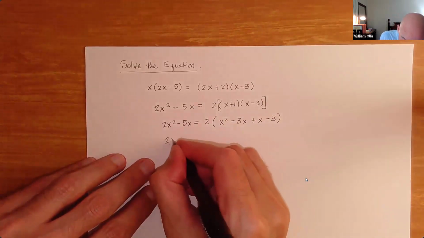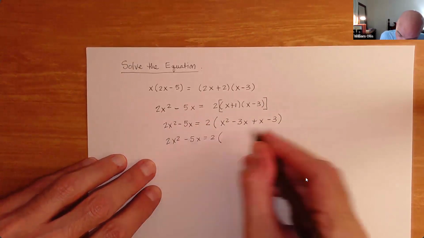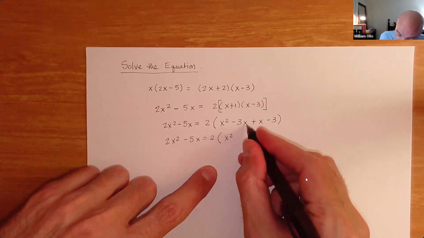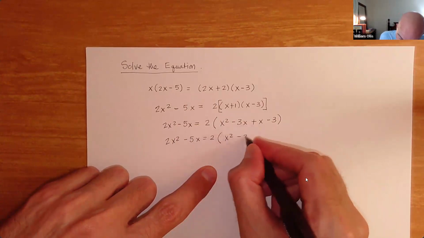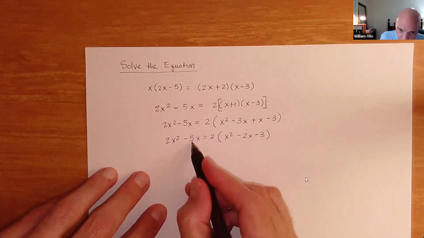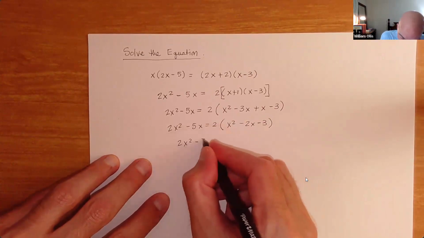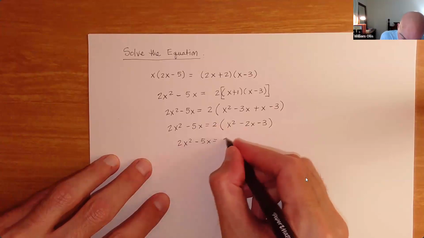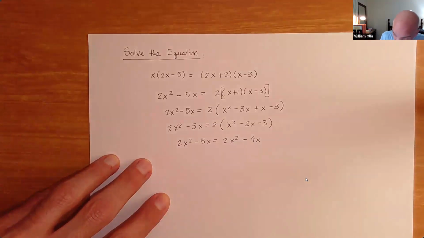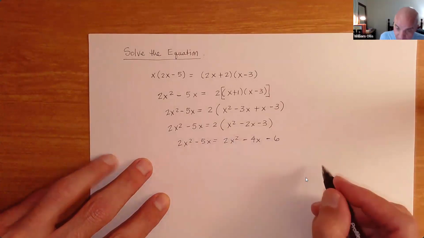So we've got 2x squared minus 5x equals 2, and then we can combine terms inside. We have an x squared, and then, of course, the minus 3x plus the x is a -2x minus a 3. And now, of course, there's not a 2 in this, so we won't make more fractions. So we have a 2x squared minus 5x equals 2x squared minus 4x. That is 2 times the -2x is a -4x, and then 2 times the -3 gives us a -6.